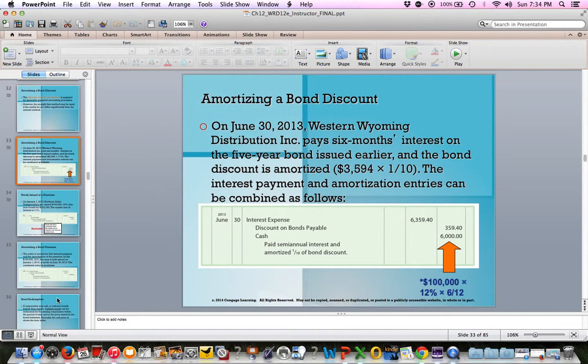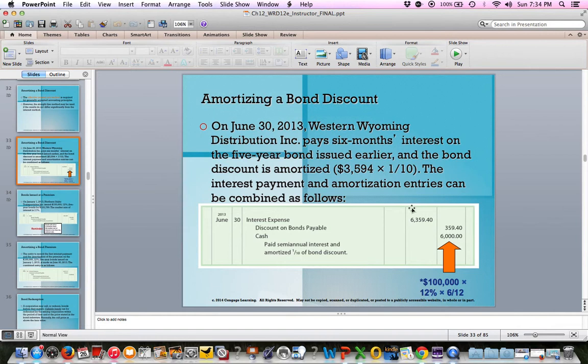So 6 months after bond issue, we now are going to record the first interest payment. And we credit cash based on principal times interest times time of the stated amount. So the stated amount was a $100,000 bond. Stated amount of interest is 12% times half a year, 6 over 12, is $6,000. I'm going to write a check for $6,000 to pay interest, but my interest expense is higher than that because of that discount that I have to amortize.